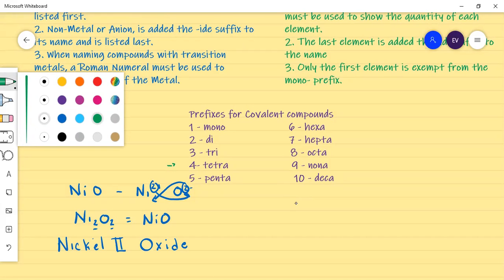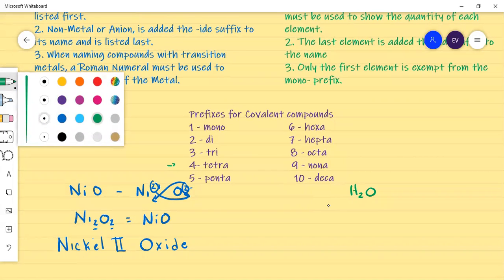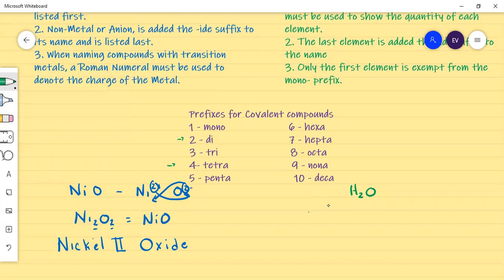One more example on this side. We'll do a simple one. We'll do good old-fashioned H2O, right? Water. Water is a common name, right? But the IUPAC name using these rules would be as follows. So hydrogen has 2. So what is the prefix for 2? Dihydrogen. Okay. And then there's 1 oxygen. Now remember, only the first element is exempt from the mono prefix. Every other element, you have to include it. So this would be dihydrogen monoxide.